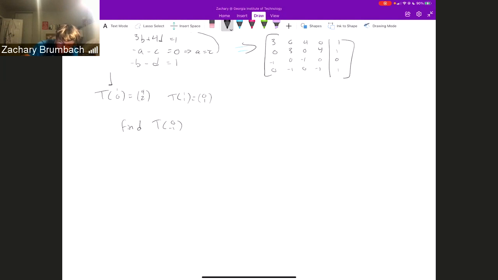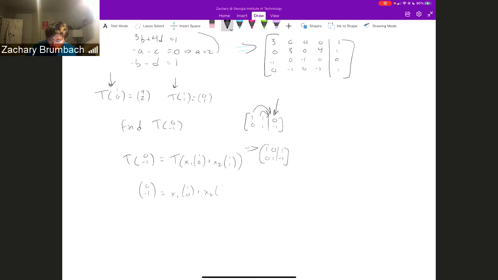Given this and this. Or what you could do is recall that T of (0, -1), you could test it in the matrix and find that this is a linear combination of these two. So what that means is x1 times our vector (1, 0) plus x2 times our vector (1, 1). This is just saying that (0, -1) is equal to some number times (1, 0) plus x2 times (1, 1). We know these numbers from this matrix, but I'm going to write it a little more generally to work out the whole process.